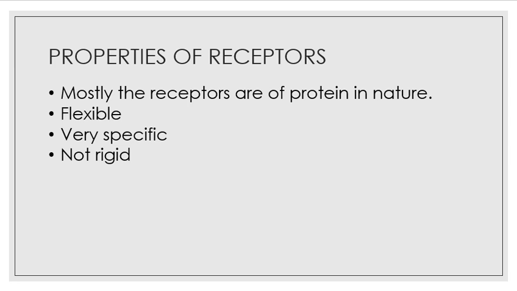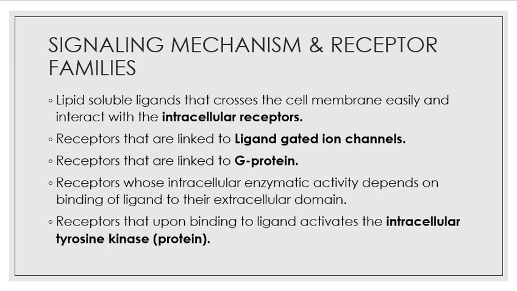which defines some properties of receptors. So most of the receptors are protein in nature. They are flexible and they are very specific. They are non-rigid, and these non-rigid and flexible properties show that they undergo some conformational changes when combined with a ligand. So let's discuss some signaling mechanisms and receptor families in pharmacology.